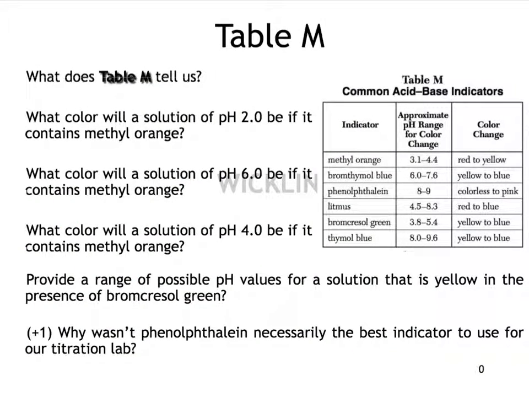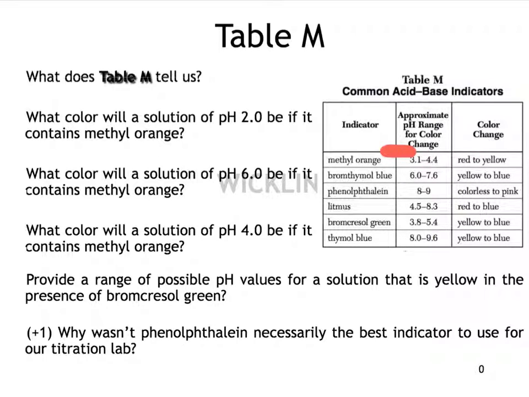Now, Table M is a reference table that shows us how to use indicators and when to expect their colors to change. So, I will go over these questions in a minute, but for now, let me just give you a tutoring session on Table M. So, methyl orange is an indicator that is commonly used. Basically, from 0 all the way to 3.1, the color of a solution in methyl orange would be red.